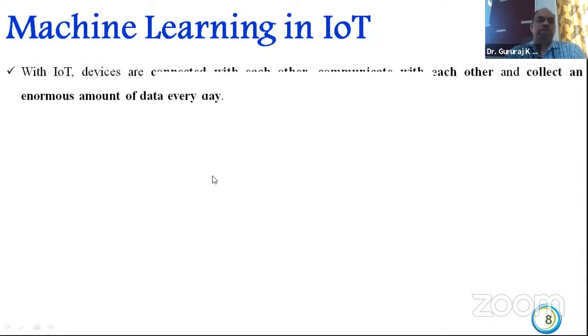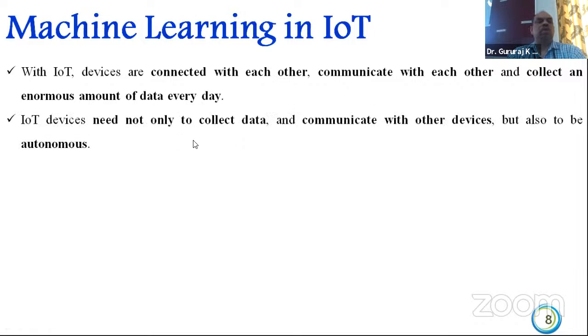So what does machine learning do? With IoT devices that are connected, they communicate with each other and collect an enormous amount of data, as I was telling earlier. We get all that data through the different sensors. And not only do we collect the data, these communication devices are also autonomous. They can function on their own without any human interference. As I told in the example of our mobile and the headsets that we have, which can communicate with each other without any human interface communication, and then they can collect the data.